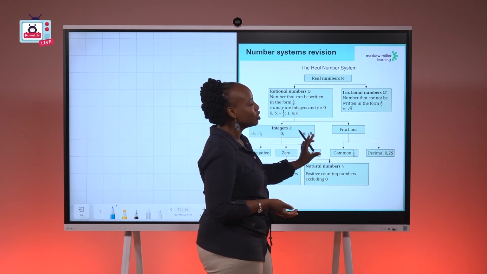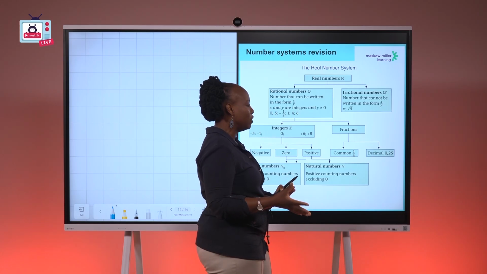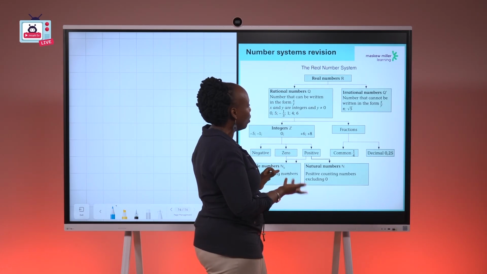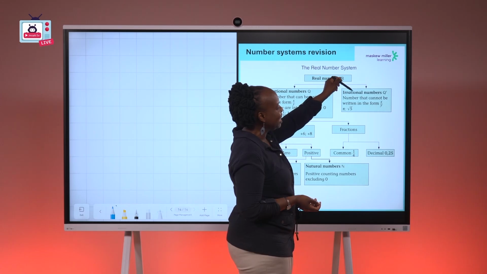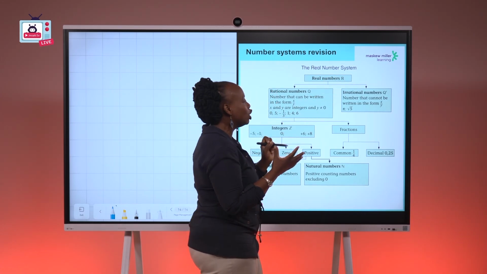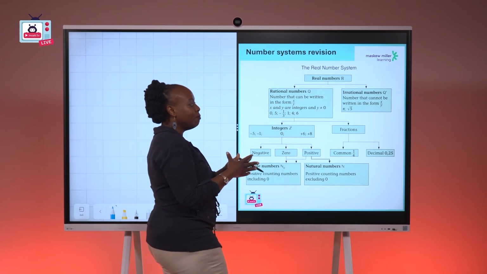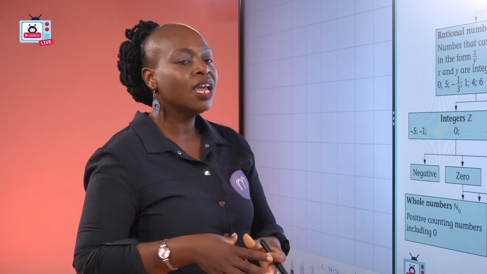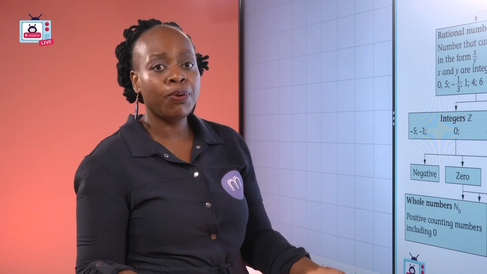So this is the structure of the numbers that you might have to deal with. But we have irrational numbers. Those are usually the numbers that cannot be written in the form of a fraction, such as square roots and pi, and that's what we call irrational numbers.